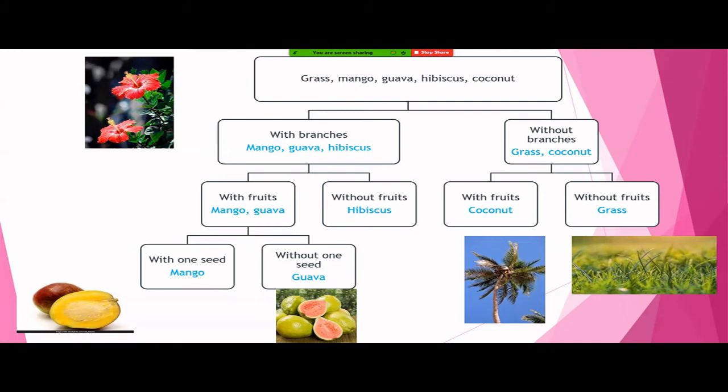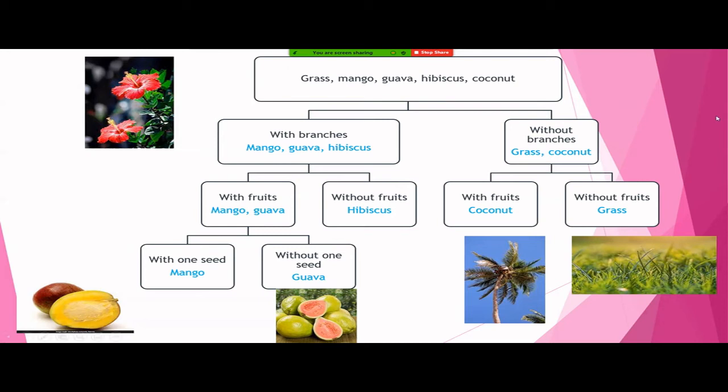So here initially with branches and without branches, right? Hope you know in the coconut tree we cannot see any branches, similar to the grass, right? They have a different kind of root system also, but don't write roots, tap roots and fibrous roots, because we cannot see it. It's not very obvious, but the branches are very obvious, right?